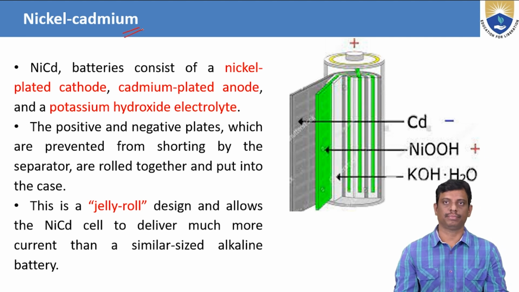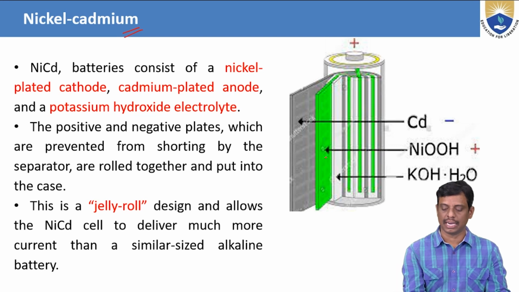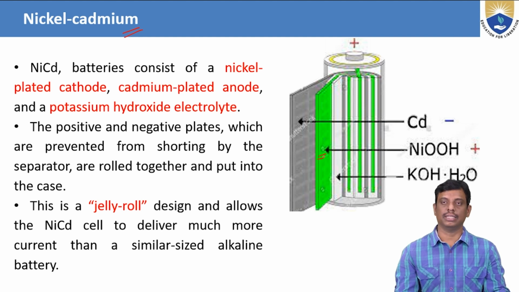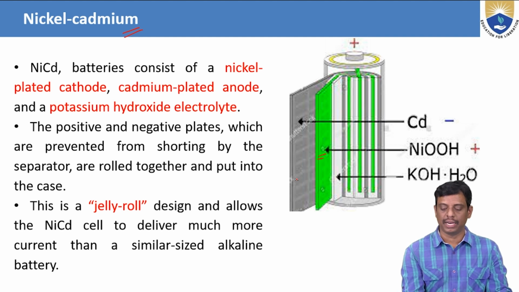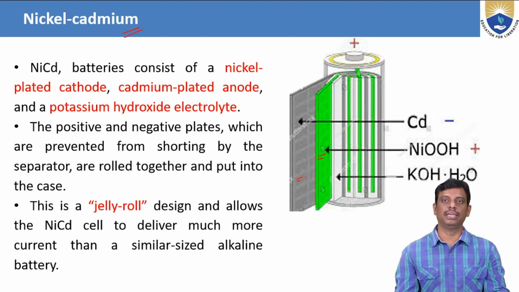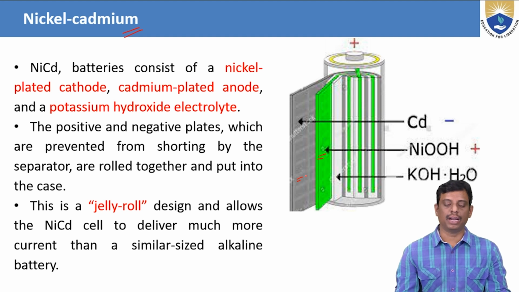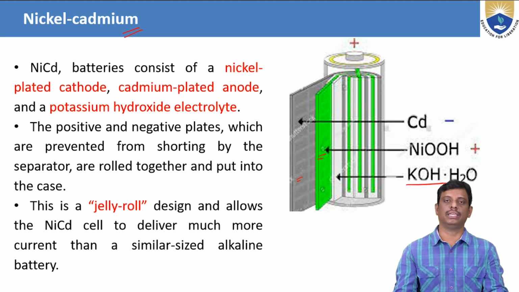Nickel cadmium batteries consist of a nickel plate, which is green in color. The nickel plate acts as a cathode, and the cadmium plate, which is a brown or gray color plate, acts as an anode. And in this nickel cadmium battery, the electrolyte is potassium hydroxide. We are using potassium hydroxide as an electrolyte.